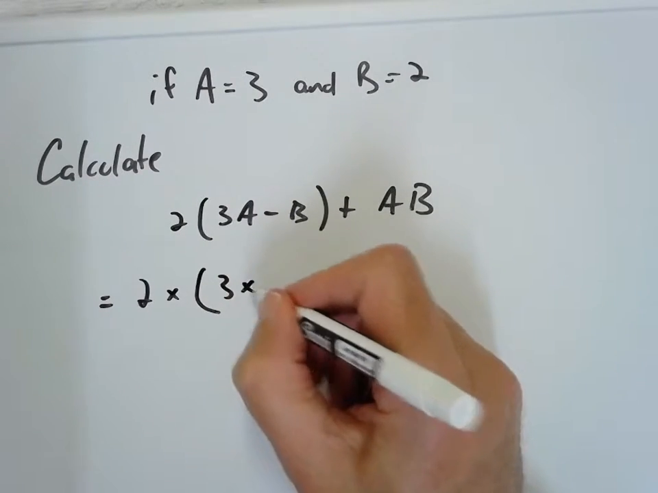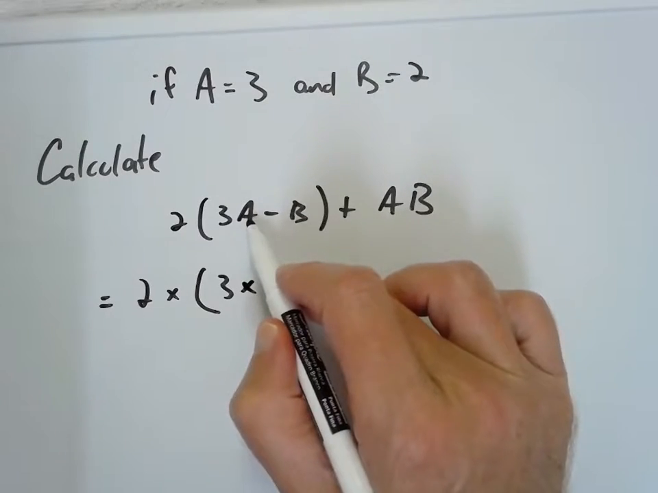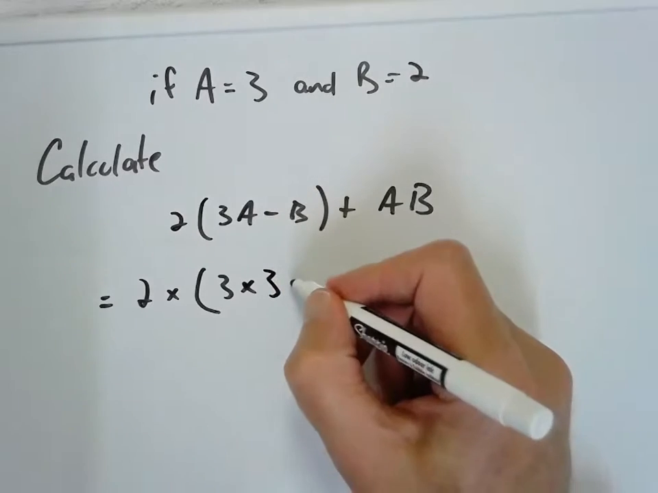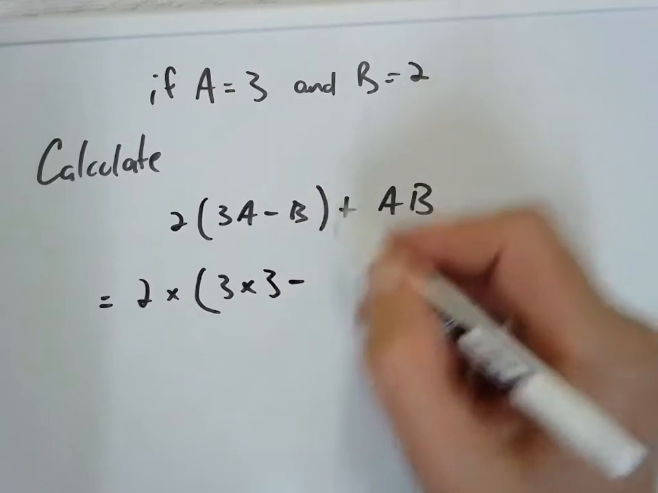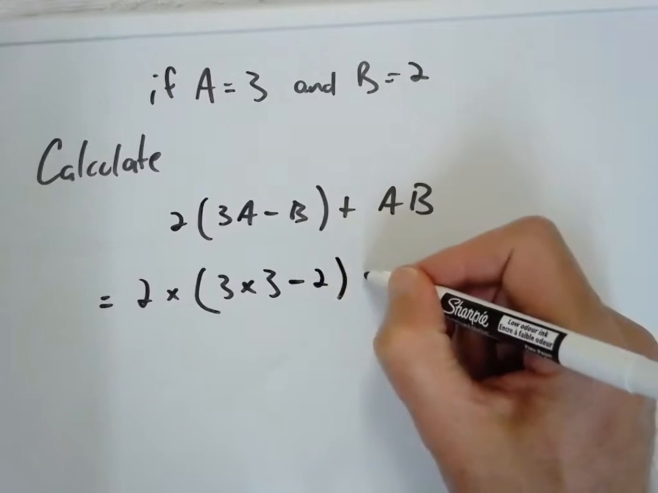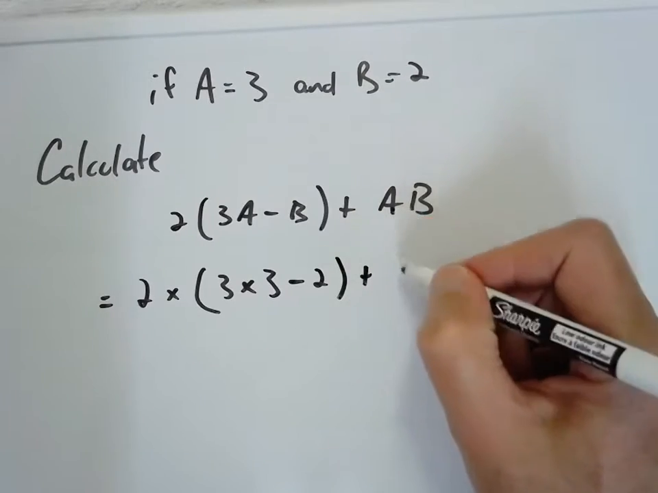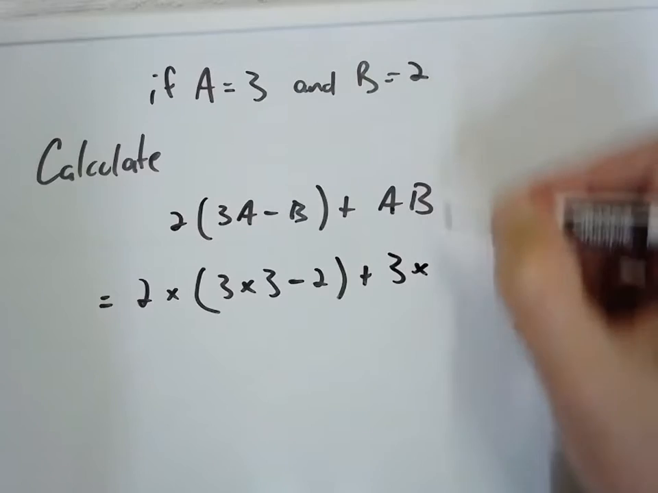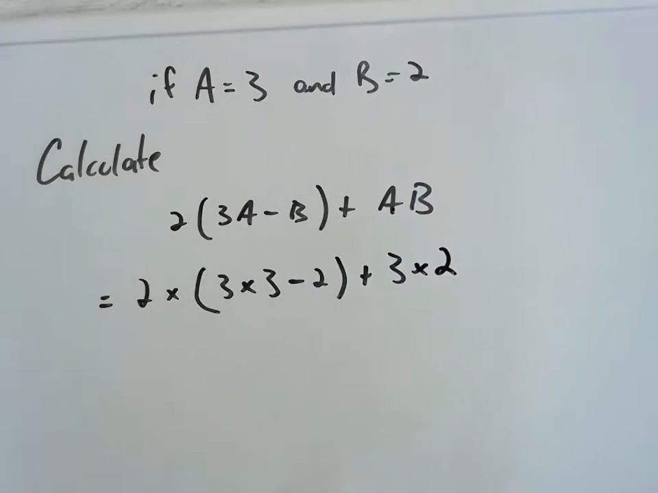Between the 3 and the a is a times. We're going to drop out that a and replace it, substitute it with a 3. Then we've got a minus. And what's my b equal? 2. Then we've got a plus. That a is a 3. Between the a and the b is a times. And b is a 2.